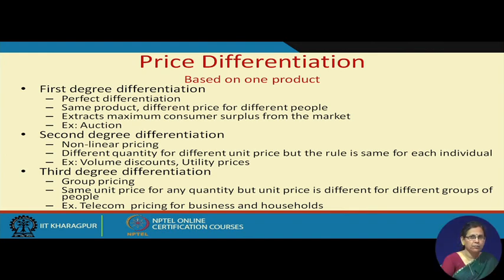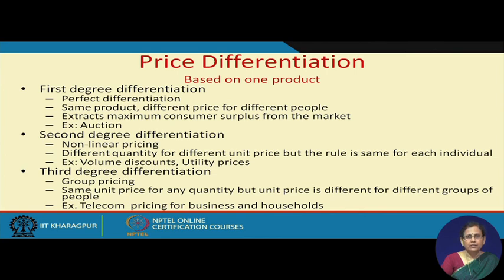It is about the same product with different prices for different people. The maximum surplus from the market is extracted using such mechanisms, and auction is one such mechanism. The next one is your second degree differentiation. It is also a way in which the price can be made dynamic.